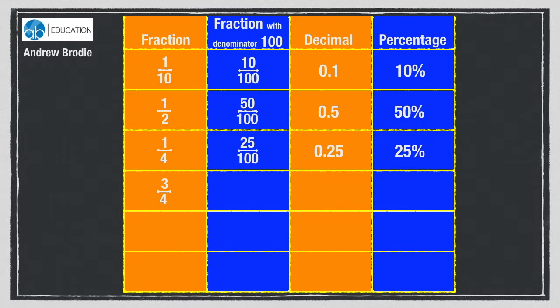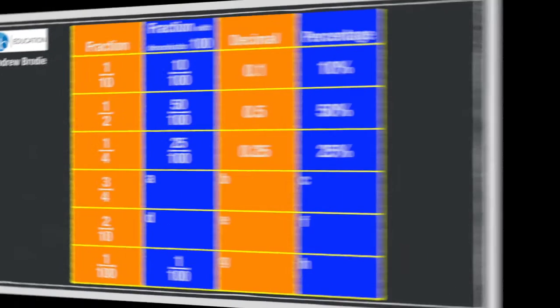Here are some more fractions: 3/4, 2 tenths, 1/100th. 1/100th already has the denominator 100, so we can just copy that straight into that column. See if you can work out what should be written in each cell of the chart that is marked with a letter. Don't forget, with the cell marked G, you will need to use the hundredths column. Pause the video while you find the answers.